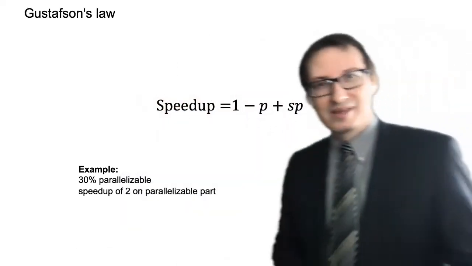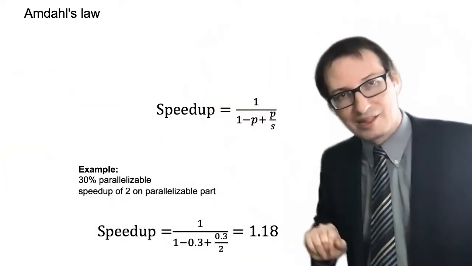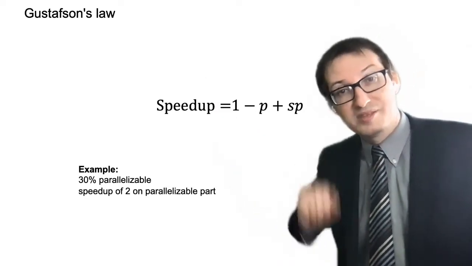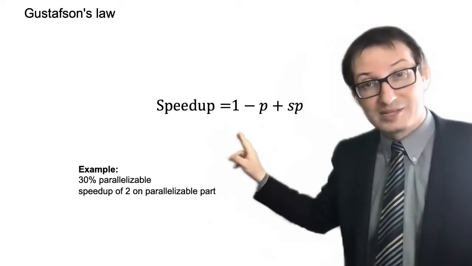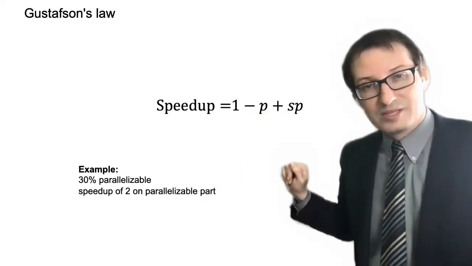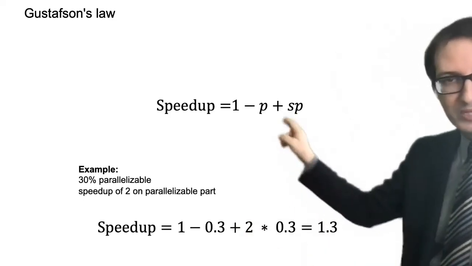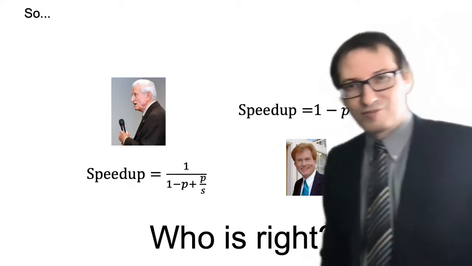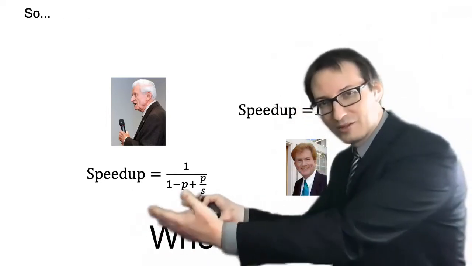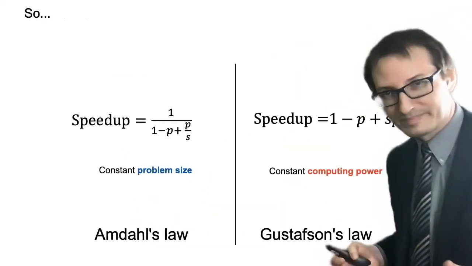But somebody else had another idea. Amdahl came up with that law. Somebody else called Mr. Gustafsson came up with a different law. They said, no, it's not 1 divided by this thing. It's 1 minus p plus sp. They compute it differently and say, okay, 1.3 would be the speed up here. So of course, we have a problem here because two people compute different things, depending on how you reason about the speed up of your system. So of course, who is right?